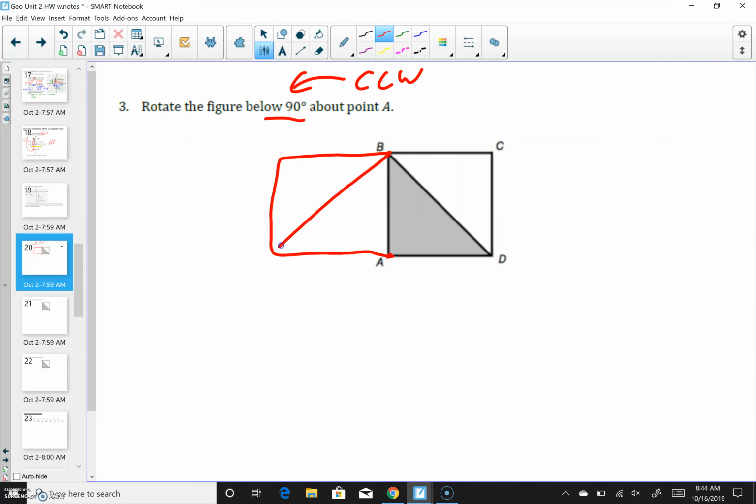Our diagonal will end up going in that direction. Okay. A would become A prime. B prime would go down there. C prime would be up here. And D prime would be there. Now, what happens to our shaded in piece? Well, that is going to spin, and it's going to end up in this bottom right-hand corner of our square.